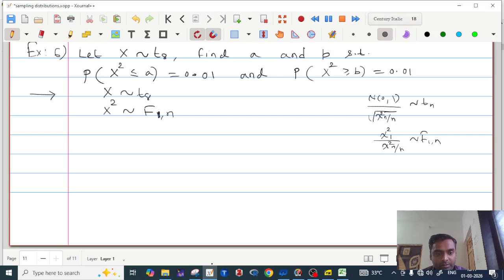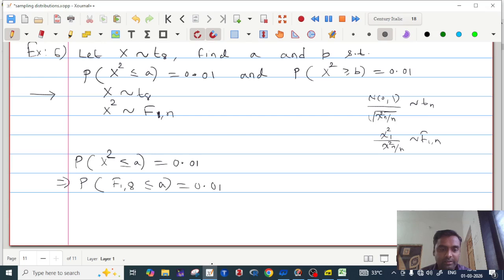So consider the probability of X square less than or equal to A equals 0.01. This implies the probability of X square, which is nothing but F(1,n) with n equal to 8, equals 0.01. Now we will see this probability from the F table, from the statistical table.